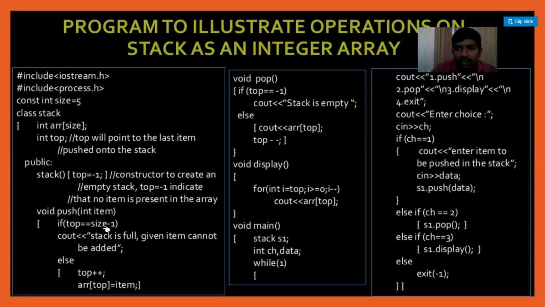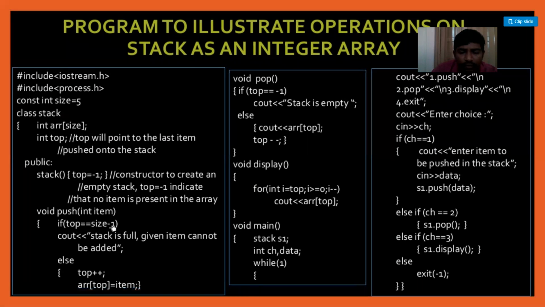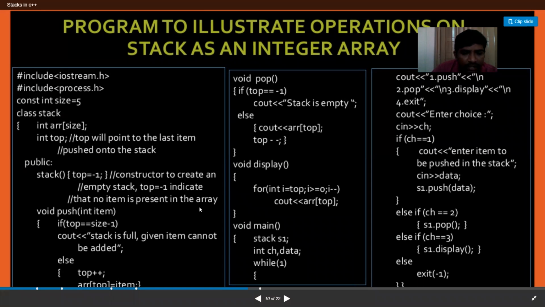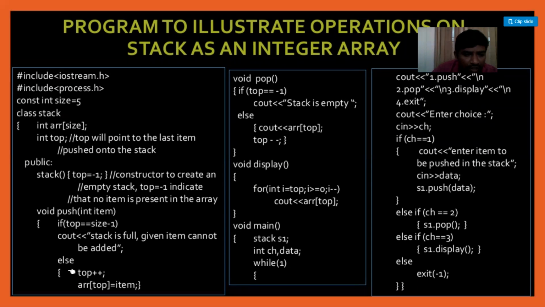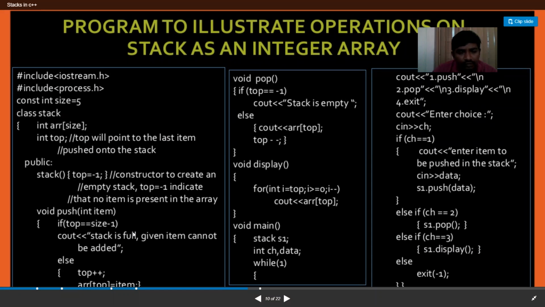All the elements are filled, so when all the elements are filled, we cannot insert one more element. That's why we are printing one message: stack is full, the given item cannot be added when top is equal to size - 1. Otherwise we can insert the element. If it is false, then go to the else part. In the else part we increase top with top++. After increasing the top, we insert the element into that position: array[top] = item.